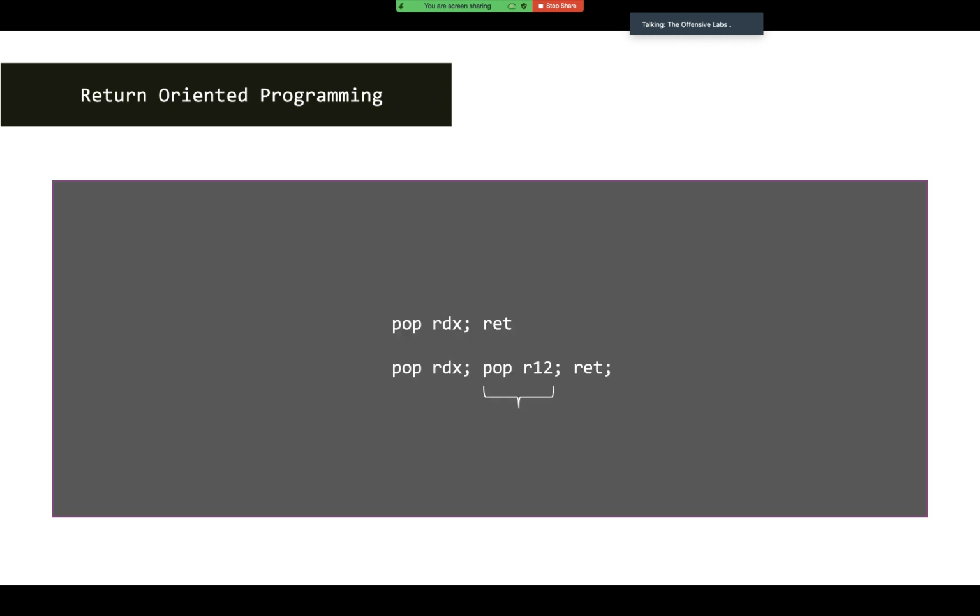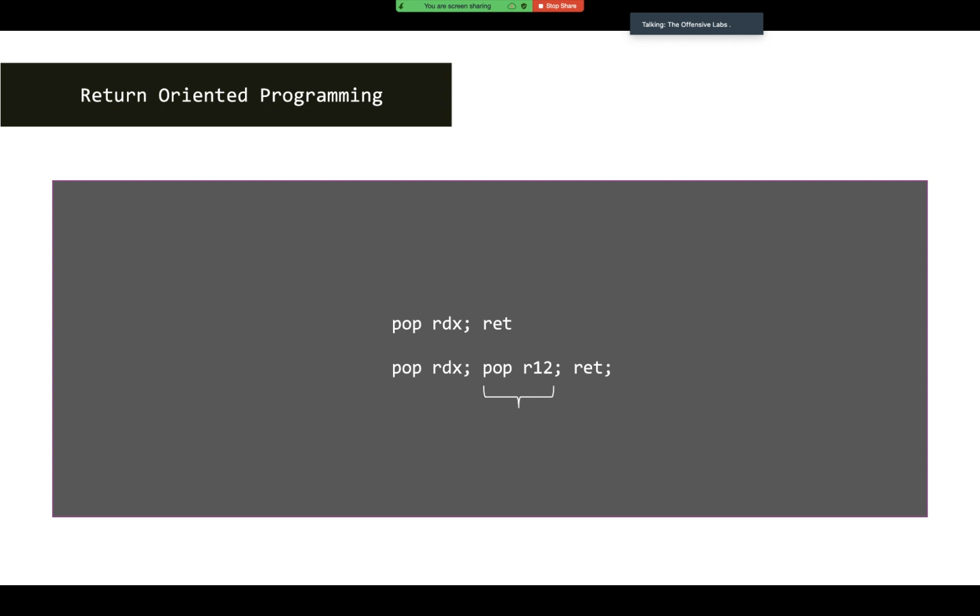Sometimes, let's assume that you're searching for this gadget, pop rdx, ret. But unfortunately, you did not find this gadget. Instead, you found this gadget, pop rdx, pop r12, ret. If you notice, we don't need this pop r12 instruction in this gadget. We don't need it. However, we will still have to live with it because the address that we found contains this instruction. We can't remove that from there.